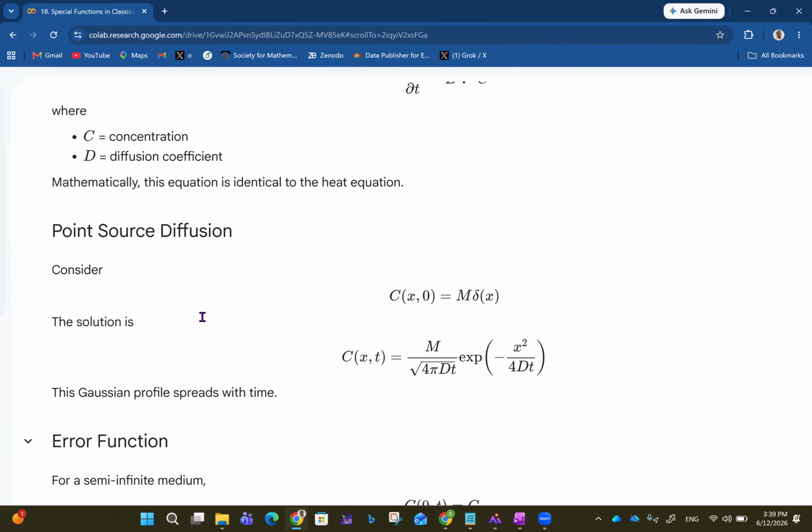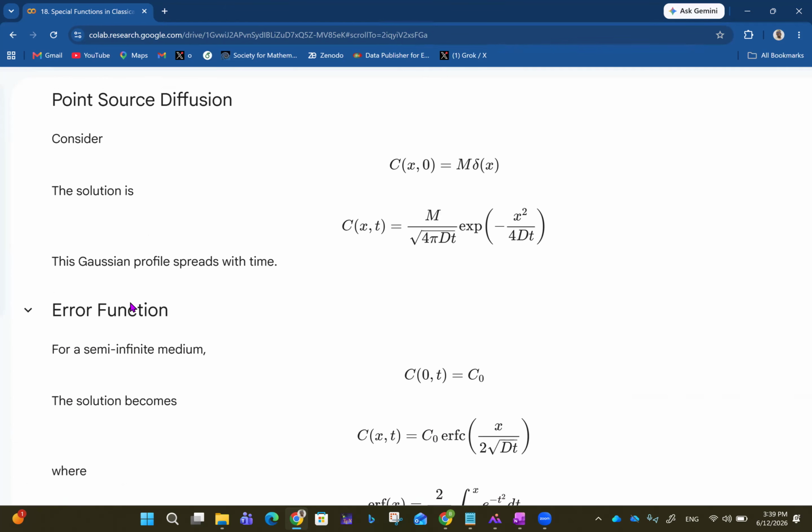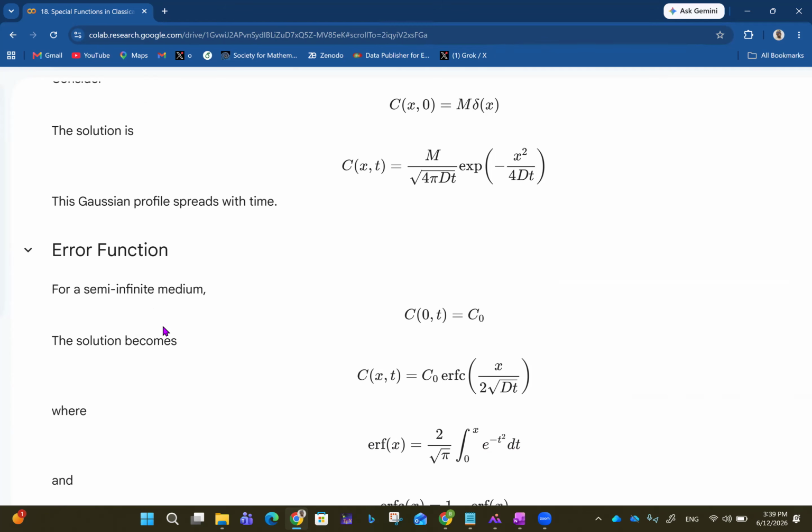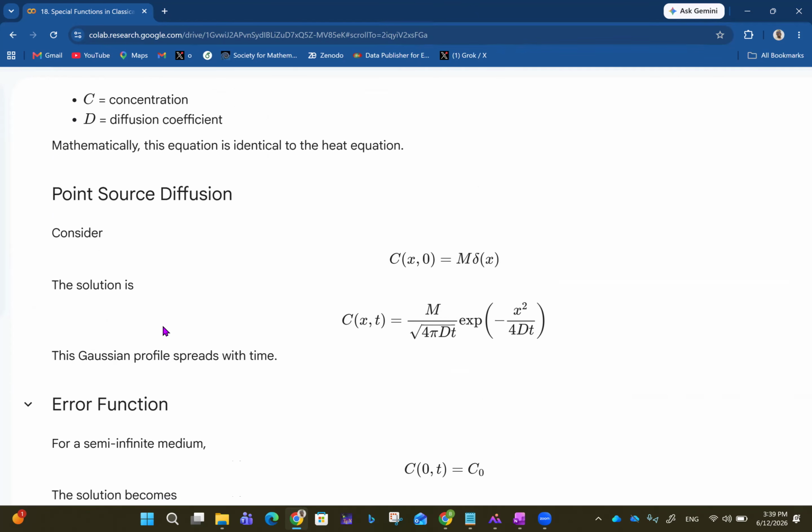So talking about point source diffusion, if you consider that c of x comma 0 is M delta of x, the solution c of x comma t is equal to M over square root of 4 pi D t, multiplied by exponential of minus x squared over 4Dt. This Gaussian profile spreads with time. And we talk about the error function coming into this now, under diffusion problems.